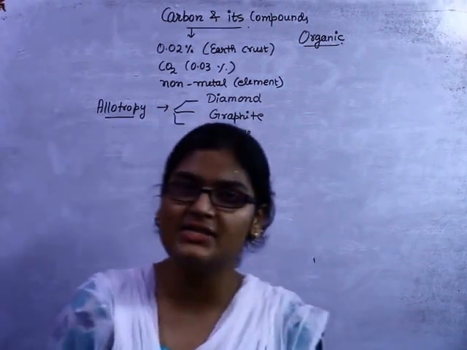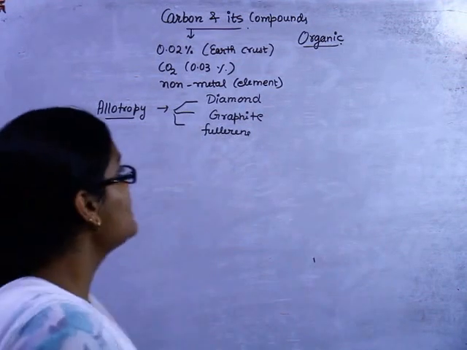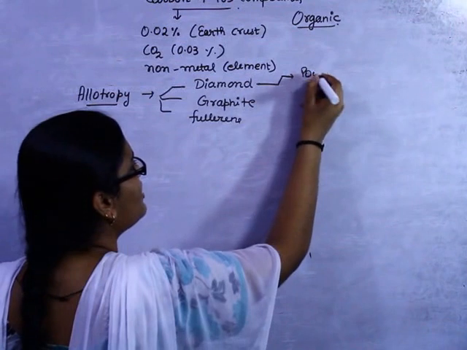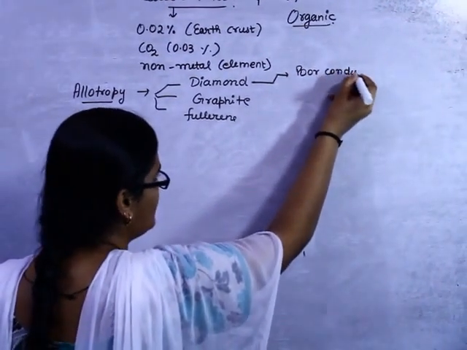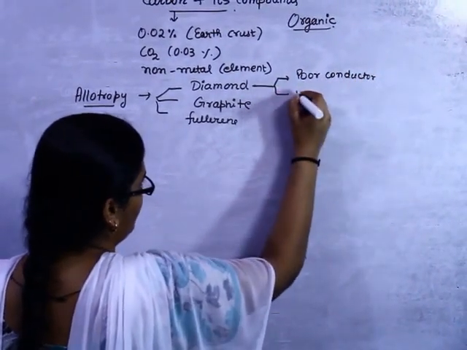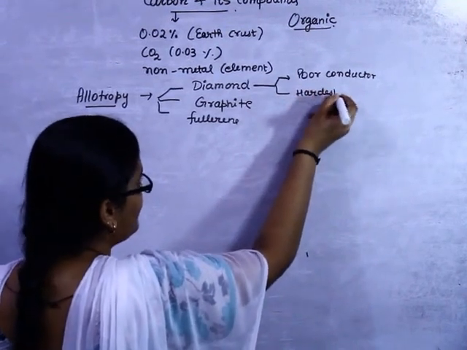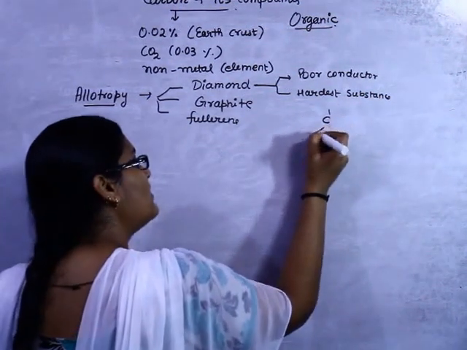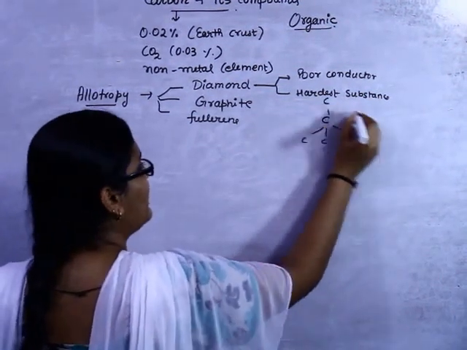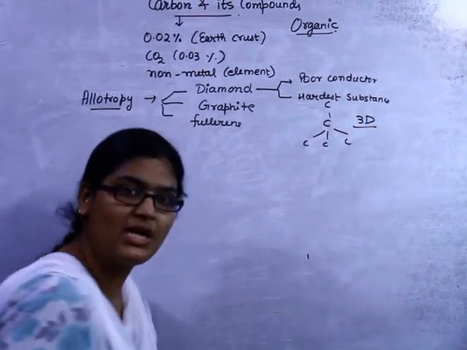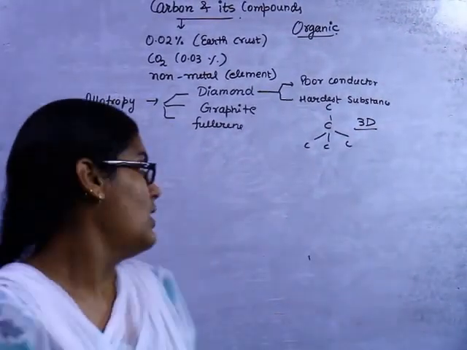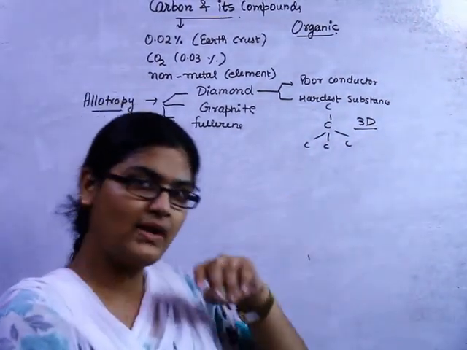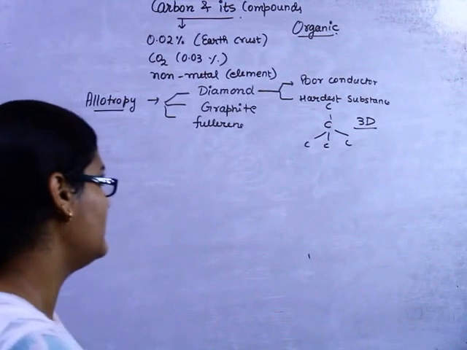Diamond is the hardest substance. It is a poor conductor of electricity. And the reason behind that is that it combines with 4 other carbon atoms to form a 3D network structure. So there is no free valency to conduct electricity. That's why it cannot conduct electricity.